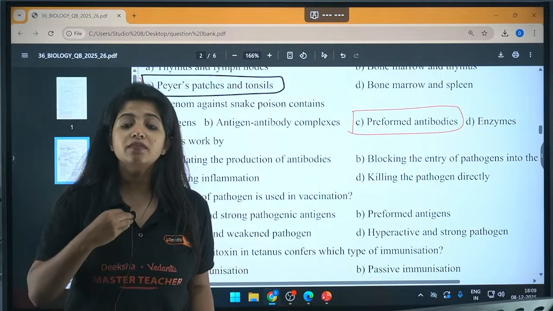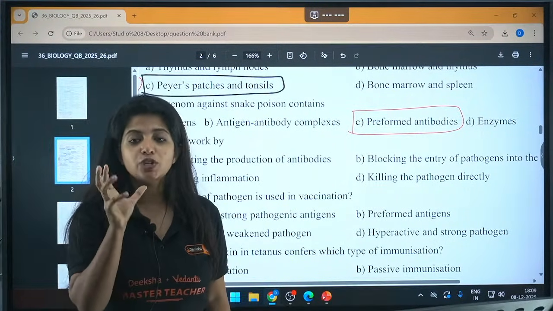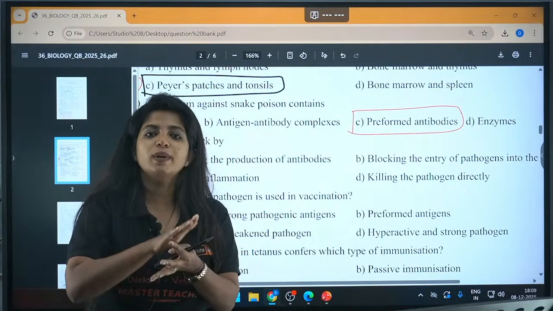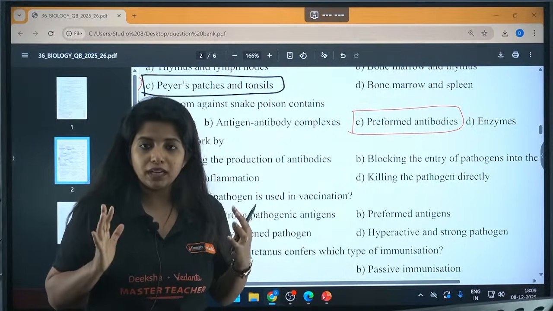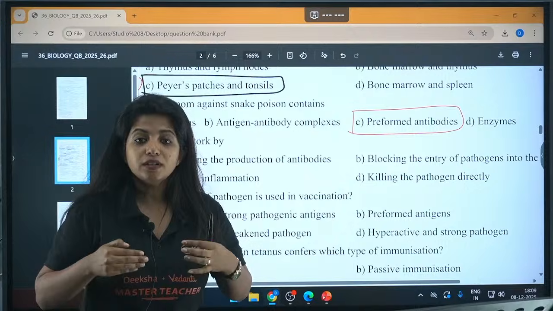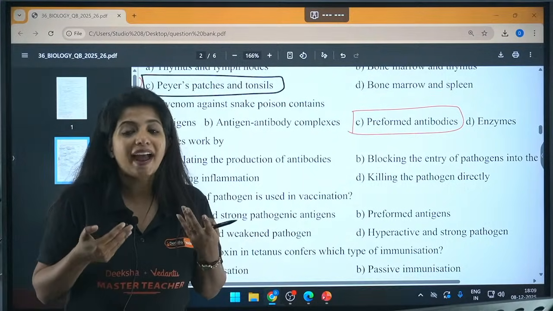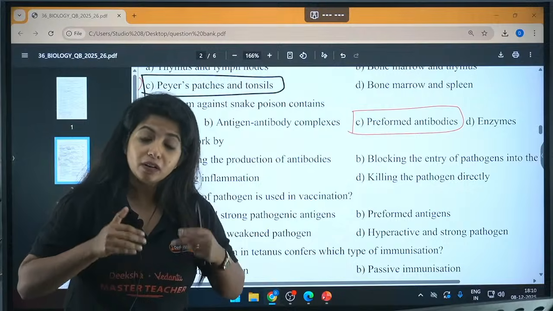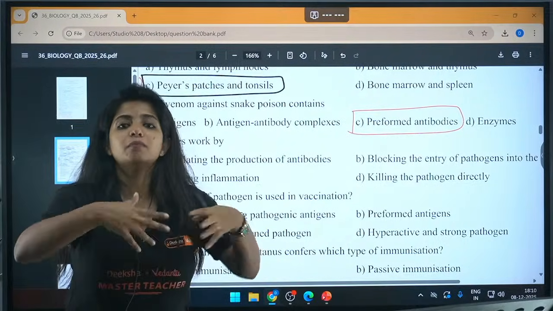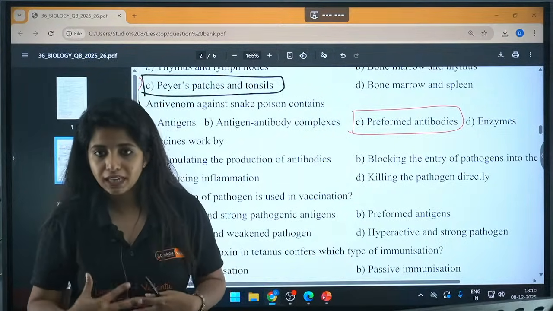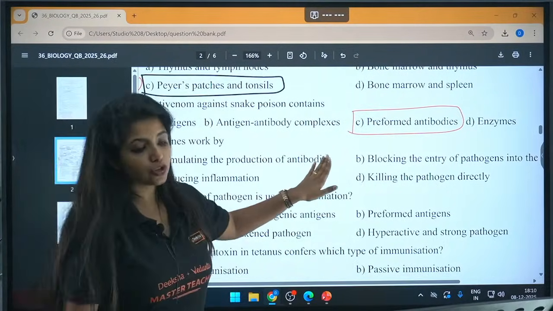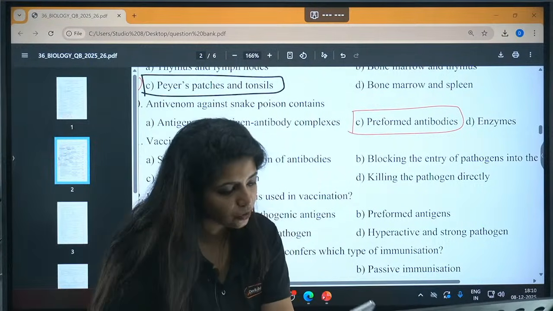Now suppose I am given vaccination. In vaccination, I am given the weakened pathogen into my body. Why? Because I want my body to release some antibodies. So next time when the actual infection comes, my body will release these antibodies in much larger amounts and keep me safe. So here, vaccines work by stimulating the production of antibodies would be the correct answer for this question.